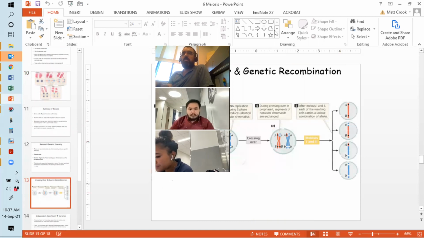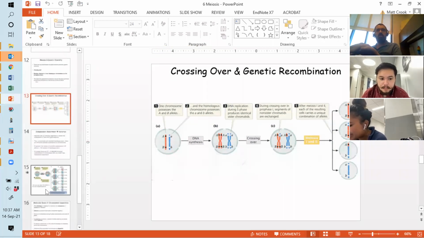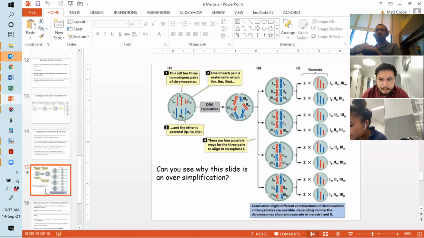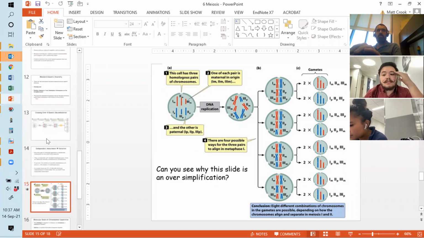Okay, so I'm going to use the last few minutes just to go through this. Now, this is again another oversimplification. Why is this an oversimplification? Question to you: what is missing here?